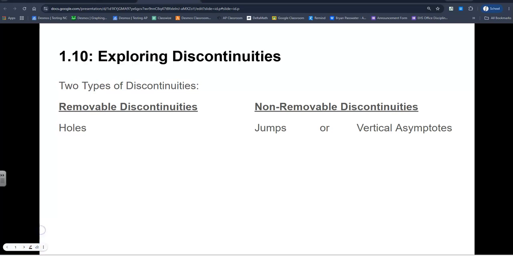So for the removable discontinuities, whenever you have a graph, these are places where you have a hole in the graph.